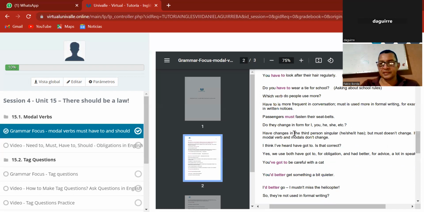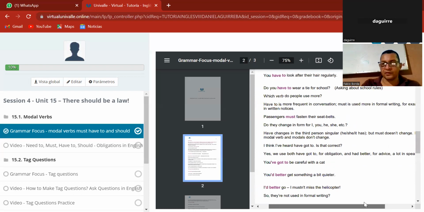Do they change in form for I, you, he, she, it? Have changes in the third person singular: he, she, it has. But must doesn't change. It is a modal verb and modal verbs don't change. Do you understand this? Modal verbs never change independent of the subject pronoun, okay? It's not the same situation with have or has, because have is for the rest of the persons, but in the third person we use has.